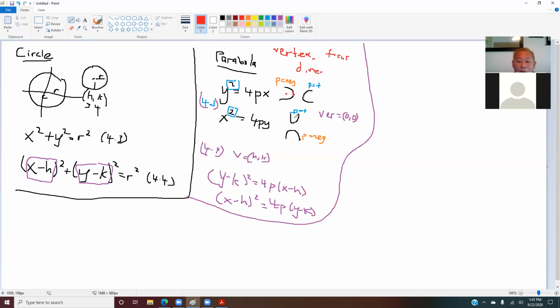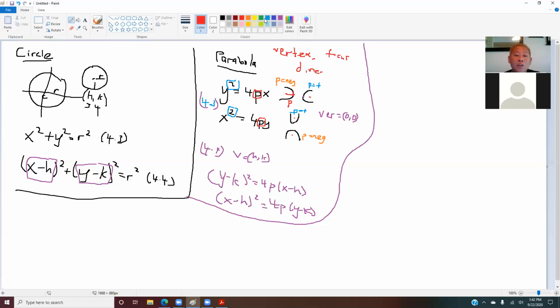If you have an opening on the left here, your focus point is always inside your parabola. So if you have a parabola open sideways, your focus point is going to be inside here. Same thing with those. And the distance from your focus point to your vertex is P. That's the reason why, when you do a parabola, you have to find P, because once you know P, you've got your focus point.